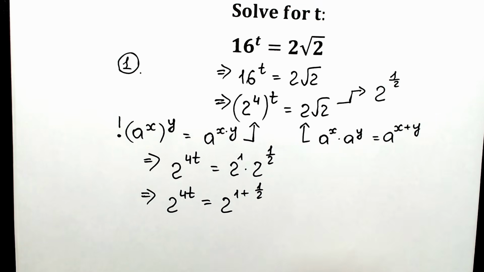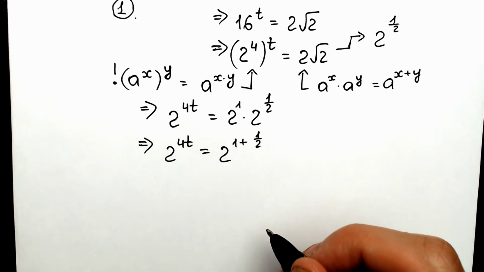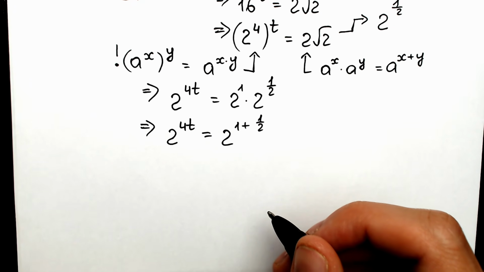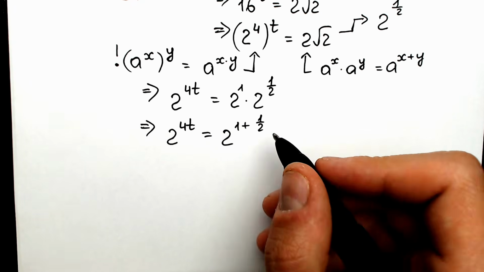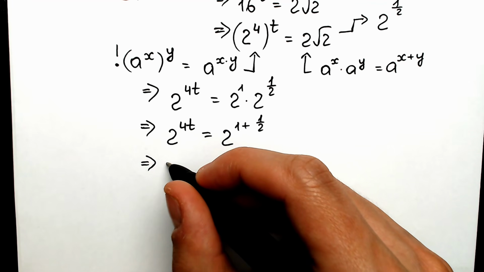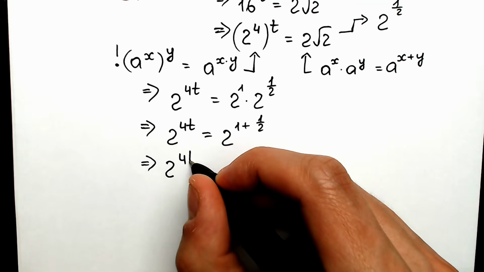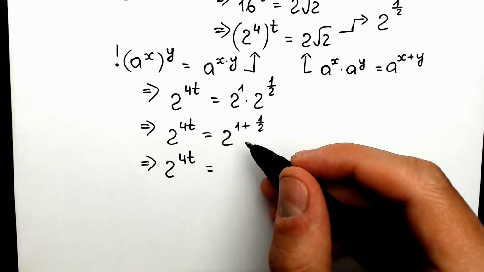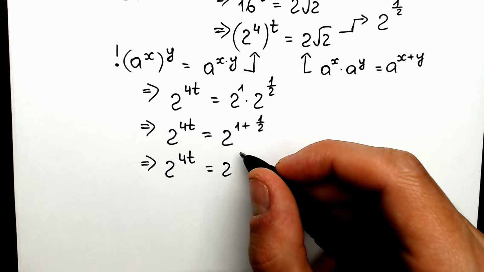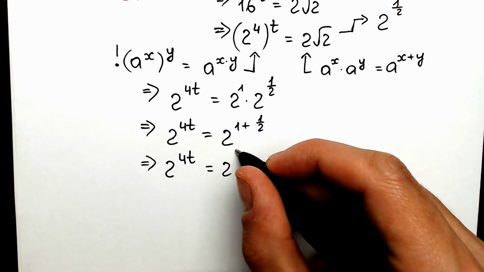I solved this question step by step because maybe there are a lot of students here who are struggling with the power rules and the basic log properties. So I really hope everyone will understand my explanation. So the same left side, 2 to the power 4t. On the right side, we have 2 to the power 1 plus 1/2, which equals 3/2. Yeah, 1 plus 1/2 equals 3/2.